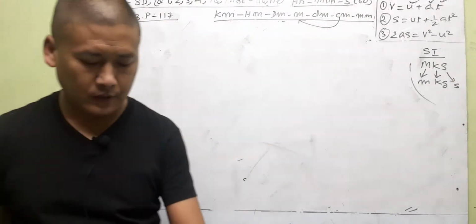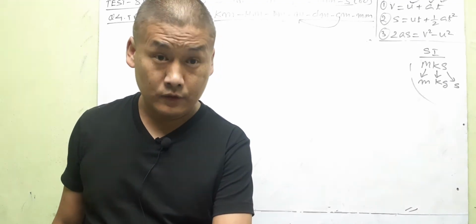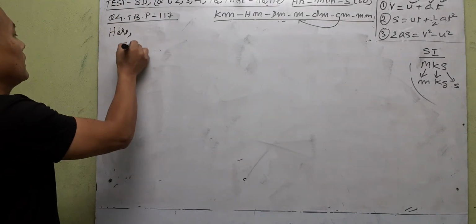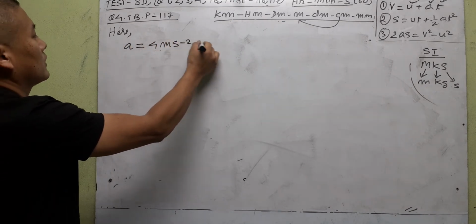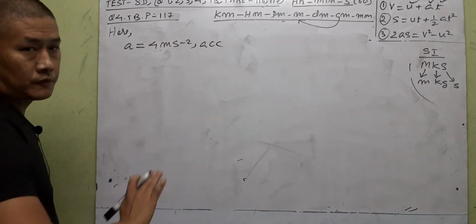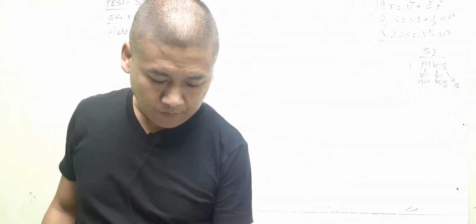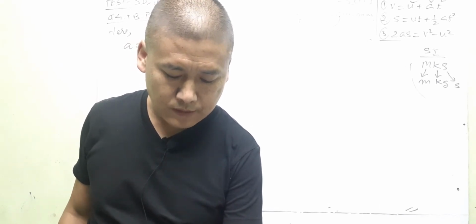Let me read the question for us. A racing car has a uniform acceleration of 4 meters per second square. So let us write that first. Here very clearly, as we read, A was 4 meters per second square, the acceleration. This is fine, already in SI unit of acceleration, meter per second square. So let us read on. What distance will it cover in 10 seconds after start?